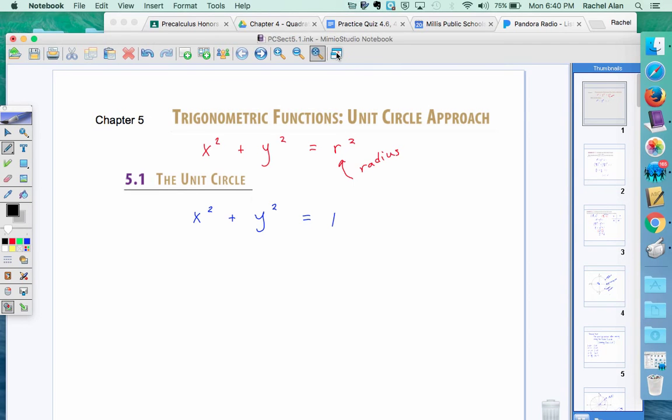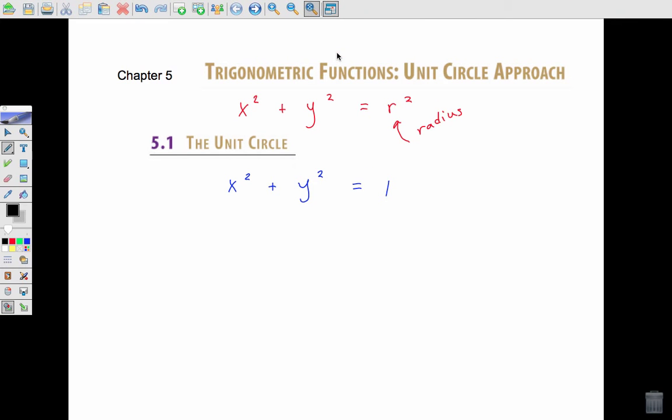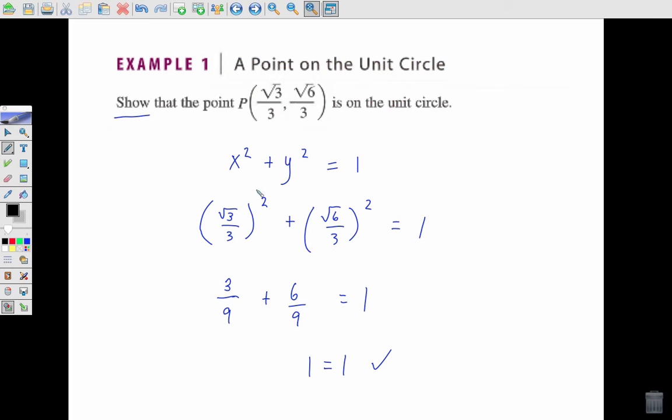Okay, so this is the continuation of the notes from yesterday. Chapter 5, trig functions, the unit circle approach. We talked about the unit circle. The equation for the unit circle is x squared plus y squared equals 1. We used that equation to show that a point was on the unit circle by substituting the x and y values and showing that we end with a true statement.